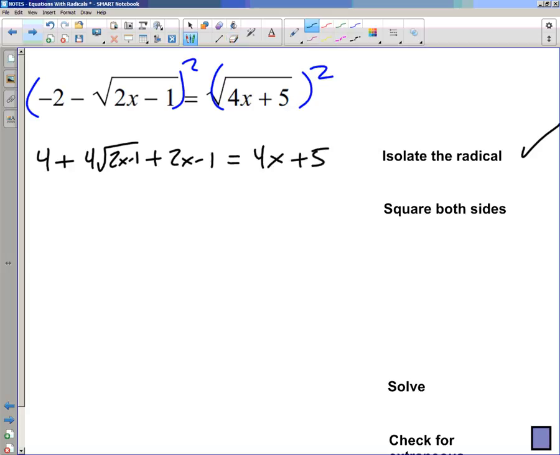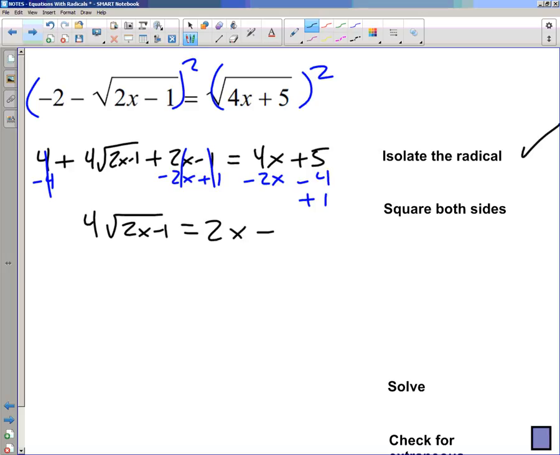Now, again, we have an equation that has a radical in it still, so we're going to need to isolate that radical. So let's start by getting rid of some stuff over here. Subtracting 4 from both sides, subtracting 2x from both sides, and adding 1 to both sides. So we're going to get some canceling going on here, leaving us with 4 times our radical on the left-hand side. Right-hand side, we've got a 2x and positive 2.